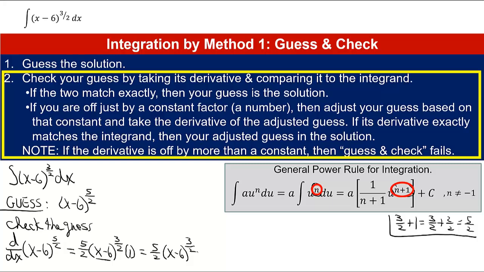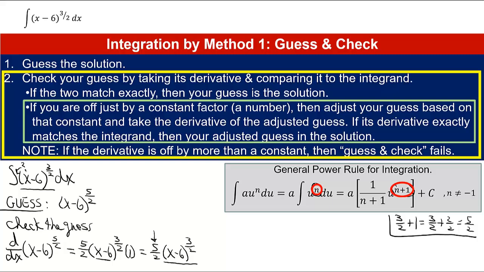So does it match exactly? And the answer is not quite. You have the x minus 6 quantity to 3/2, but you don't have a 5/2 in the integrand. There is no 5/2 there. So you didn't get an exact match. What do you do when you don't get an exact match? Well, you make an adjusted guess.